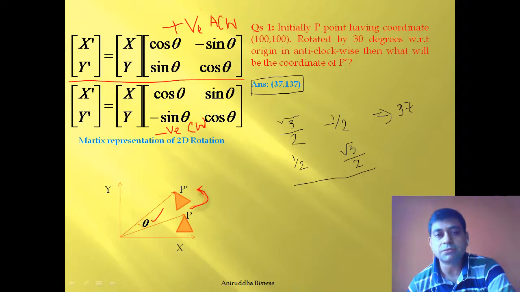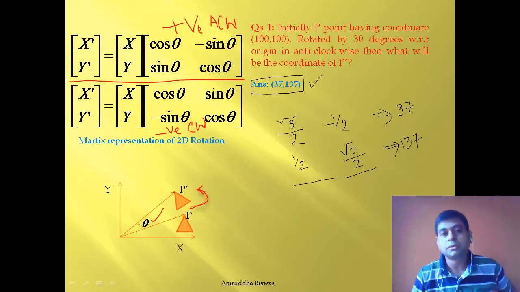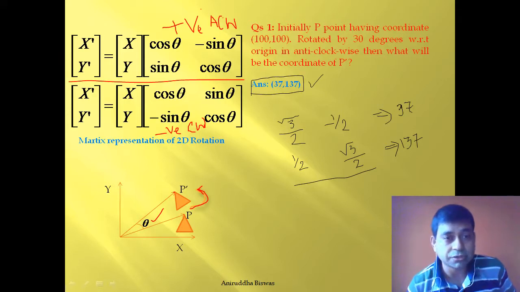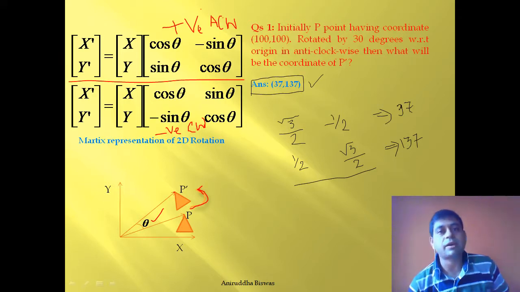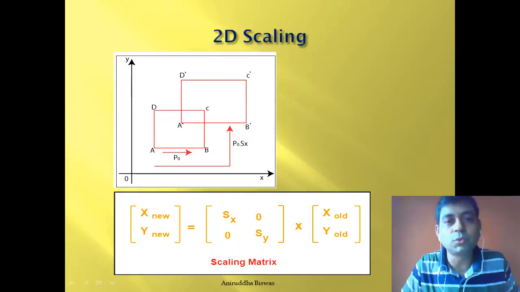And this is 50, because it will be multiplied by 100. So 0.5 into 100 is 50. 50 plus this one, 87, gives you 137. So that is how the final value of this P dash is calculated as 37, 137. That is how the rotation happens. And if it is in a clockwise direction, then the sign is changed, and accordingly the final value will be calculated. Now coming to the next topic, that is called 2D scaling.